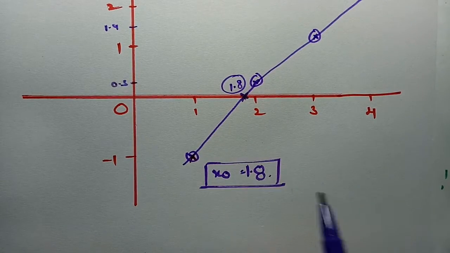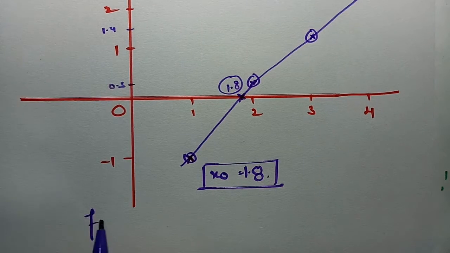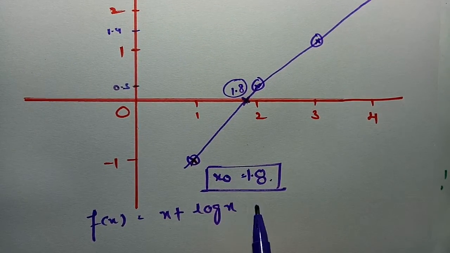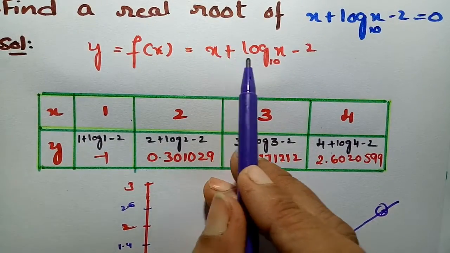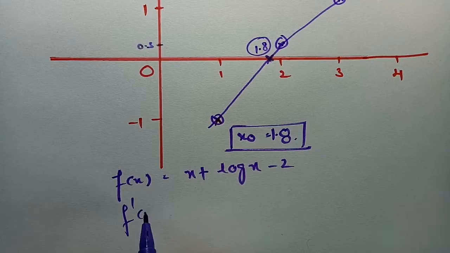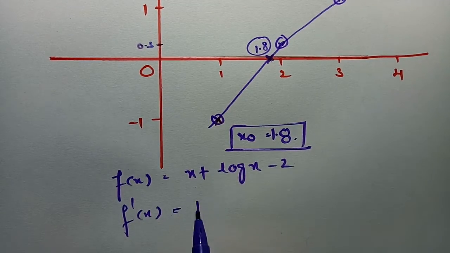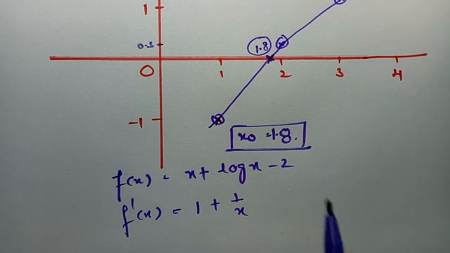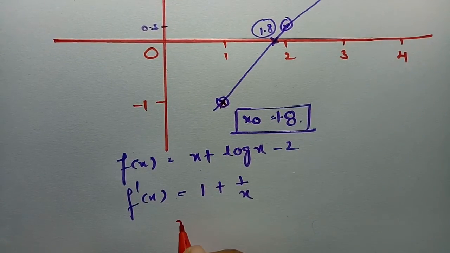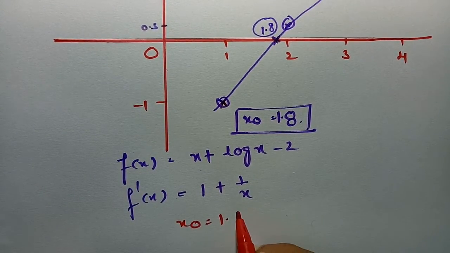So this is 1.8. Now we have f of x value as, what is our f of x value? This is x plus log x minus 2. So what is the derivative of this? F dash of x is nothing but, for x this is 1 and for log x it is 1 by x, and for the constant this is 0. In each and every case we have to keep x naught is equal to 1.8.